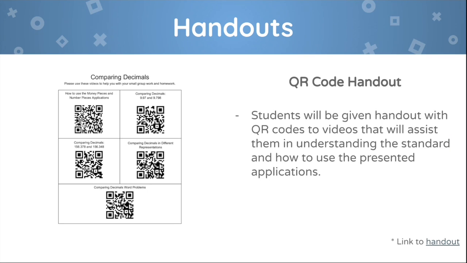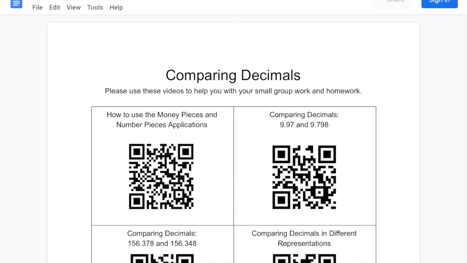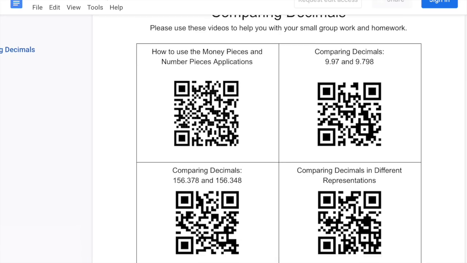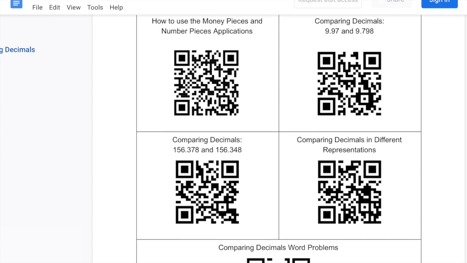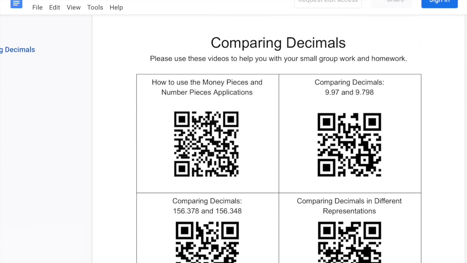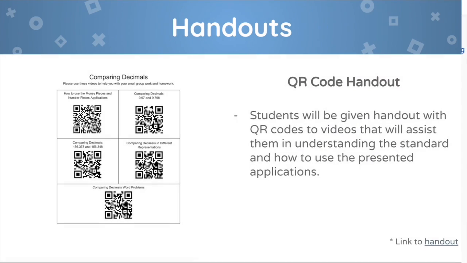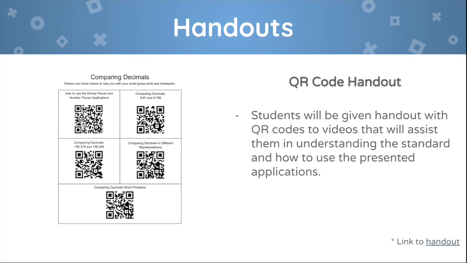An additional handout that will be given out will be a handout that has QR codes in it that will take students to videos that will assist them in understanding the standard and how to use the presented applications. So in the handout, there are different QR codes, and each QR code takes the student to a different website or shows them how to use an application. This is beneficial for the students to use while they are in small group or at home or working independently.